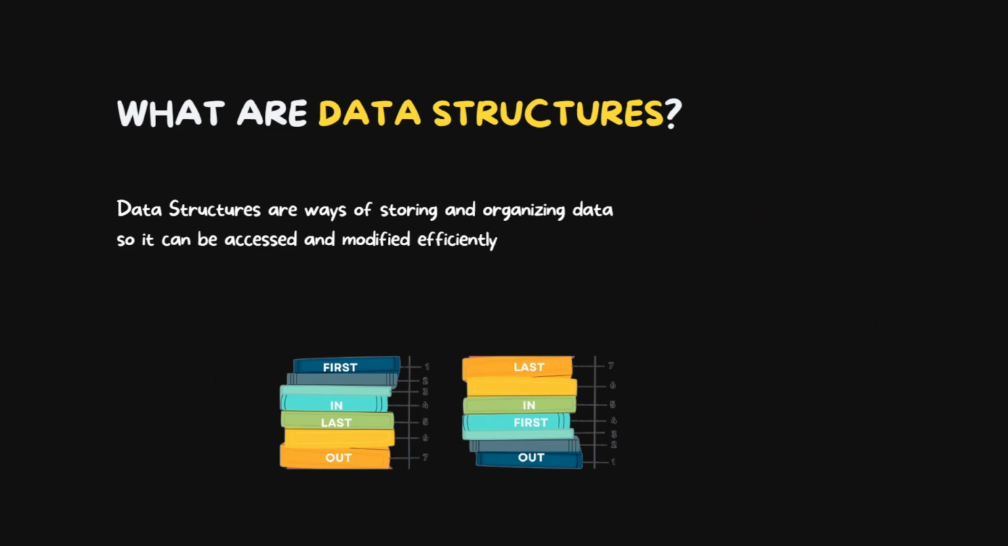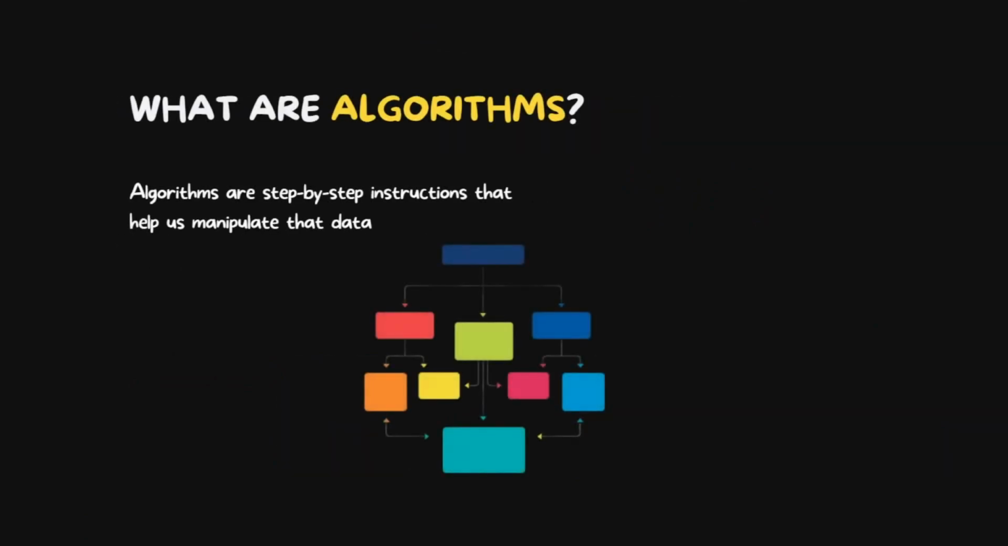Algorithms, on the other hand, are step-by-step instructions or procedures for solving a problem. Let's go back to our library example. If someone wants a book, how do you find it? You could check each book one by one, or you could search by category, or even by the author's name alphabetically. These are different algorithms applied to the same data structures.